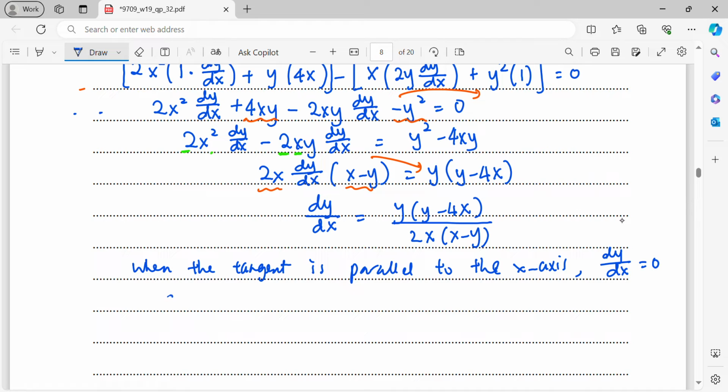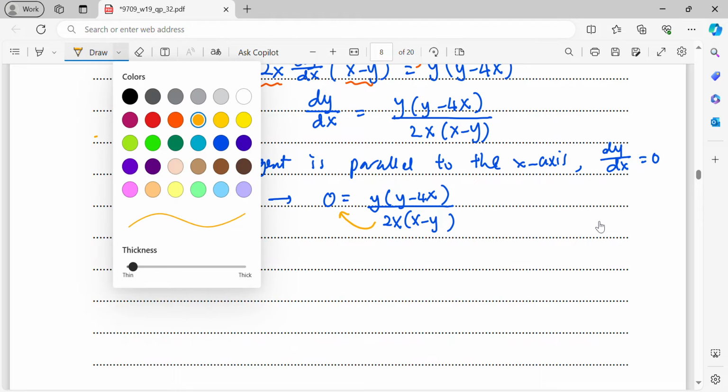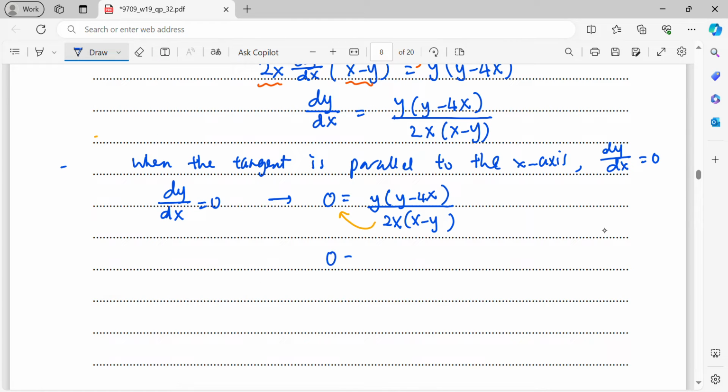So now, when dy/dx equals 0, that means 0 equals y times (y minus 4x) over 2x(x minus y). Okay, so again, to solve this, I will move up the denominator. Once you move it up, it is still 0. So I'll get 0 equals y(y minus 4x).